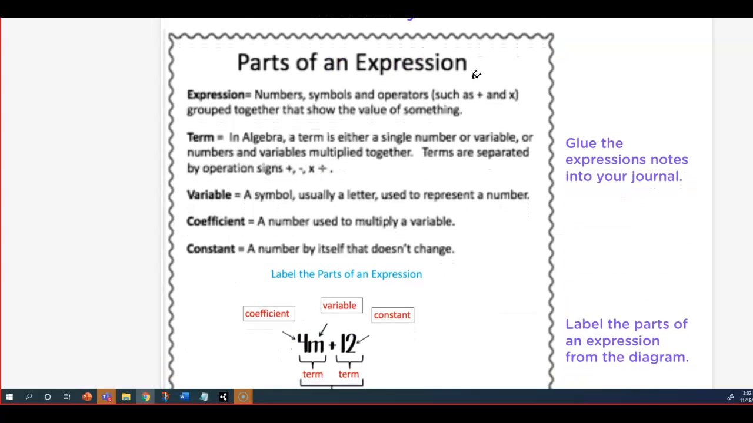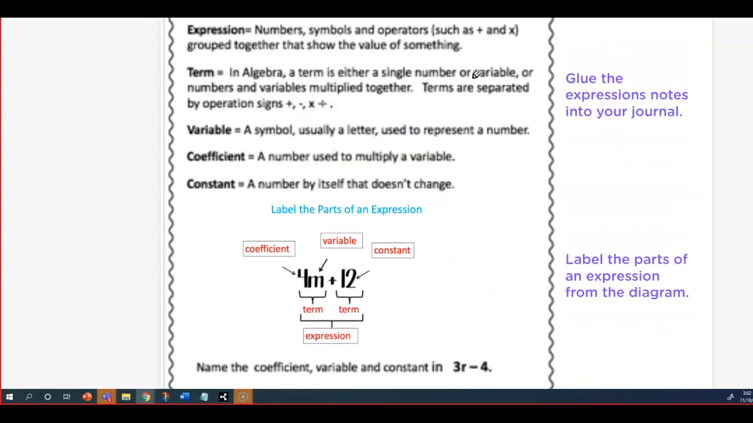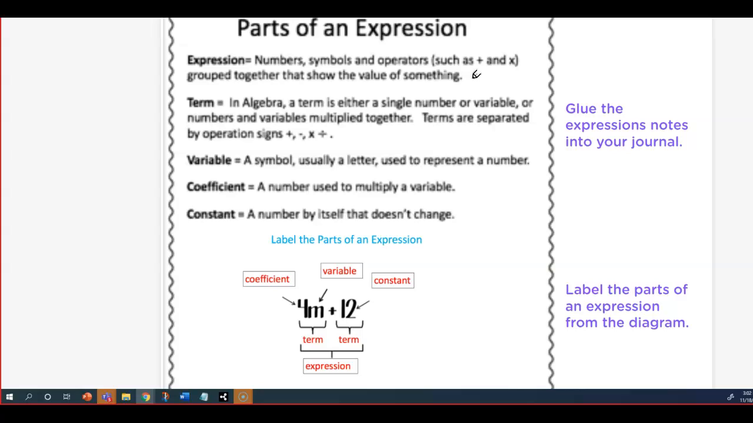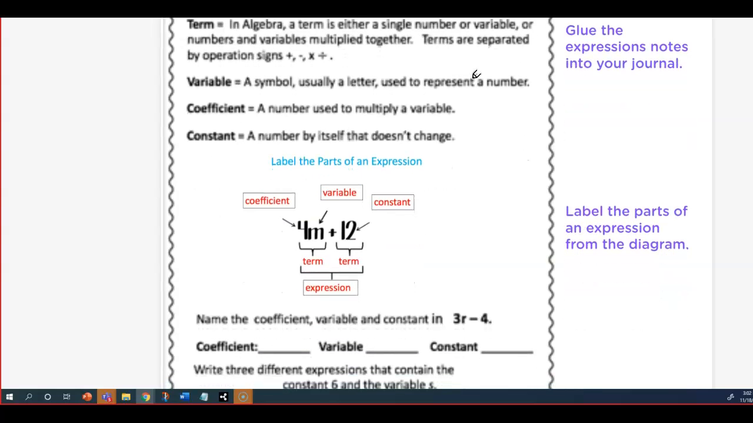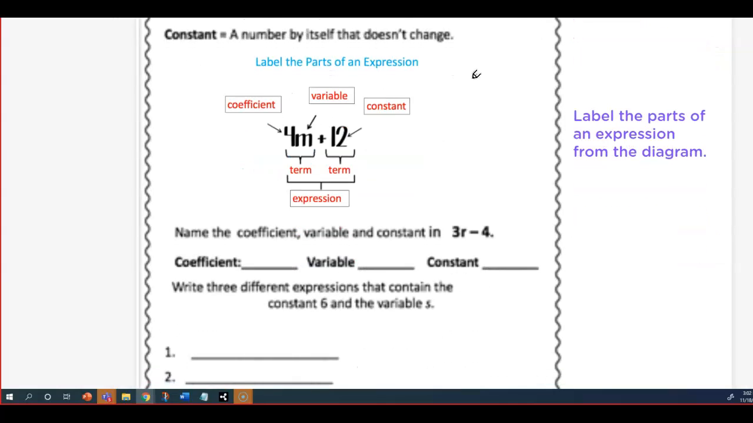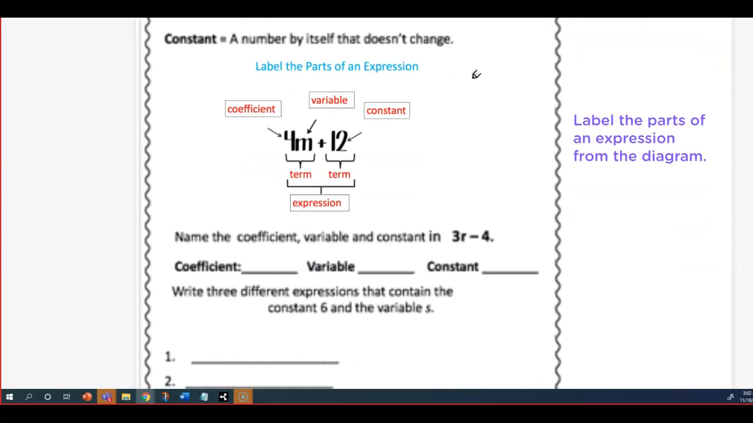Okay, parts of an expression. We've already used some of these words today. This is what y'all glued in your journal. And this is what I have written up there. And I asked you to write in the blanks in the middle here. We're not going to do the bottom just because it takes too much time. I just want you to have this in your journal because it's vocabulary.